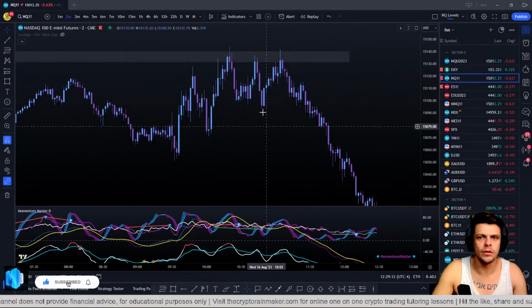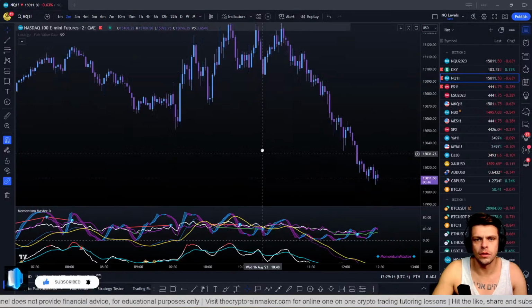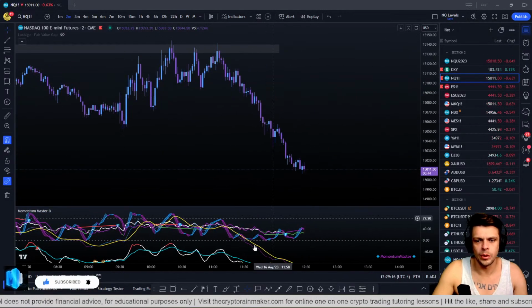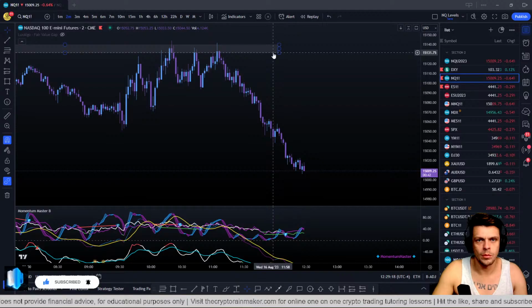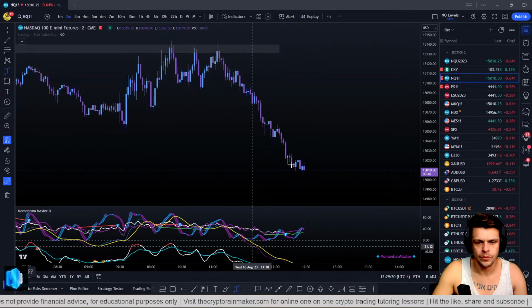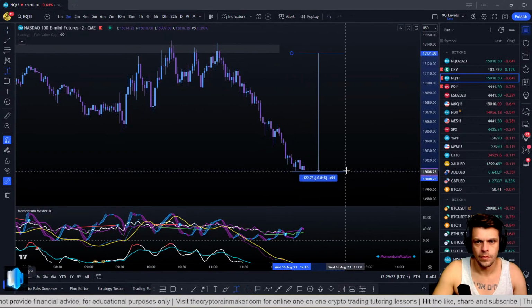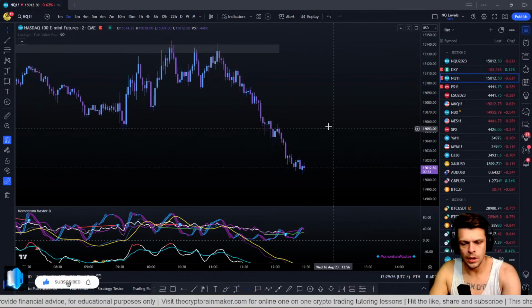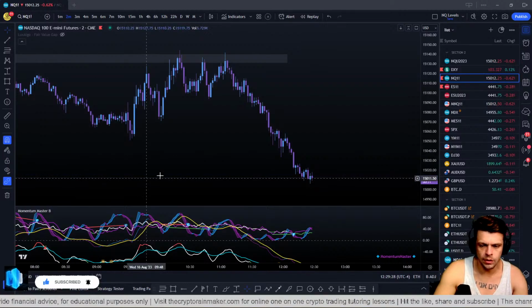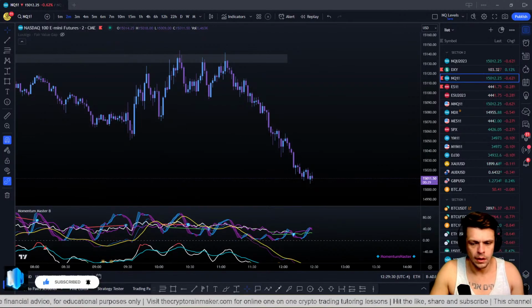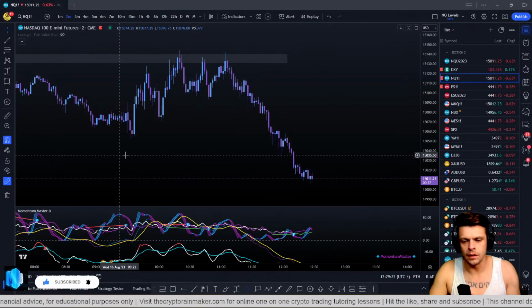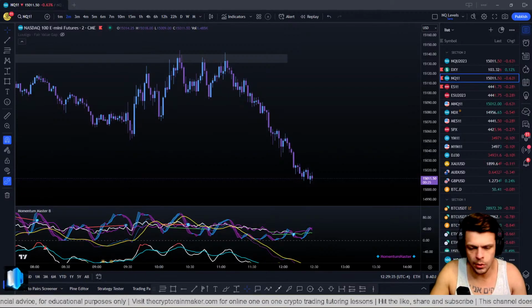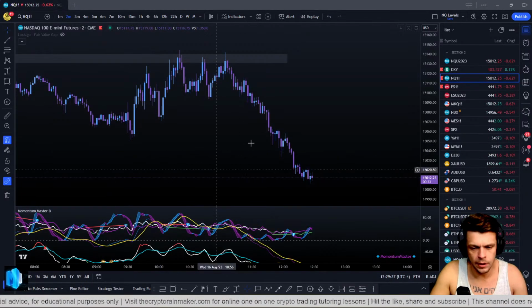I had some other stuff to do around this time, so I didn't get into this nice short. But that would have been pretty nice. See how many points that was. Geez, almost 120 points. That would have been pretty epic, but I'm happy with my trade. I made 53 points, one trade. So if I don't even get another setup today, I'll still be pretty happy with the day.